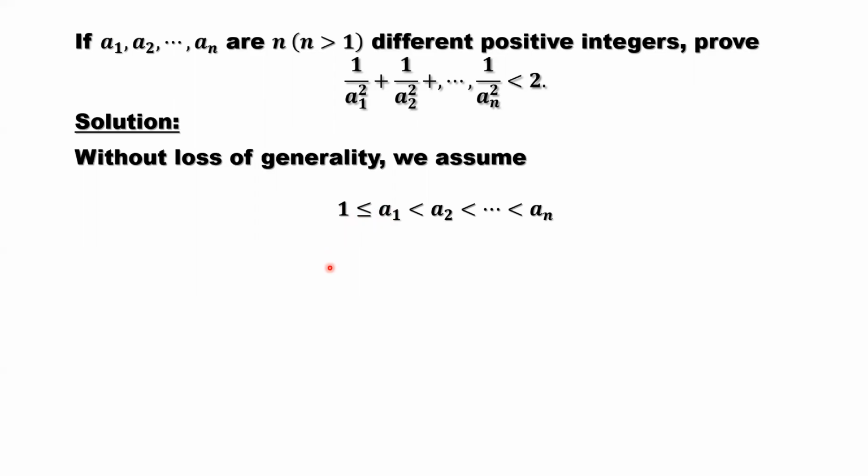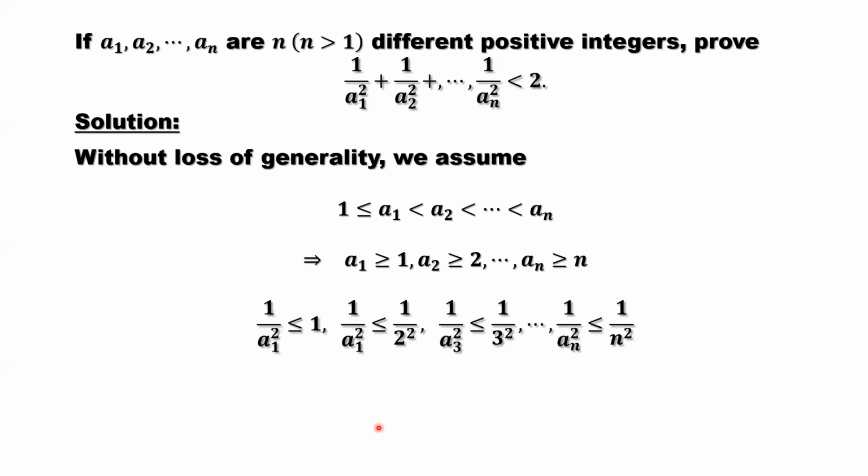This implies this one. Can you see that? The first one should be bigger than or equal to 1 because they are positive integers. Right? The second one is different from the first one, so it should be bigger than or equal to 2. And the third one should be bigger than or equal to 3. The last one, AN, should be bigger than or equal to N. Can you see this?